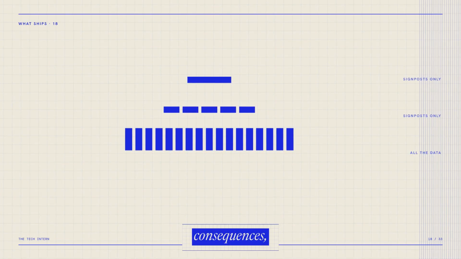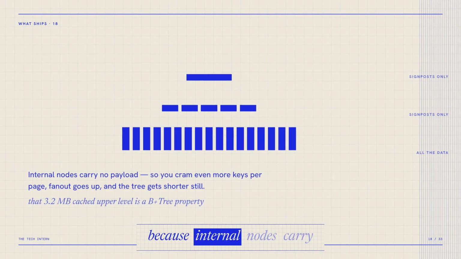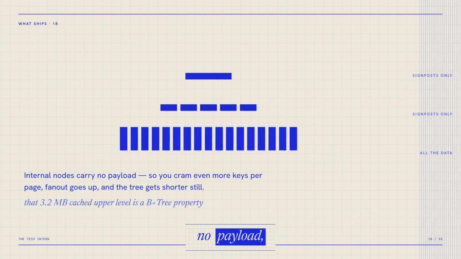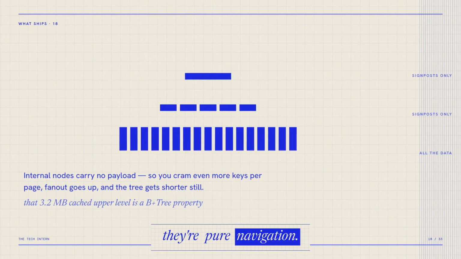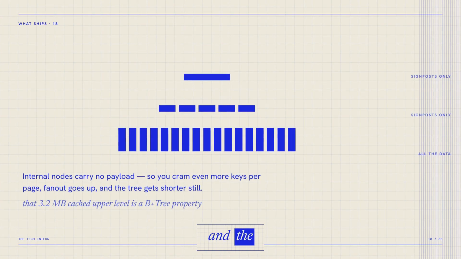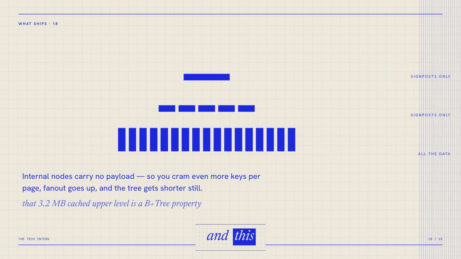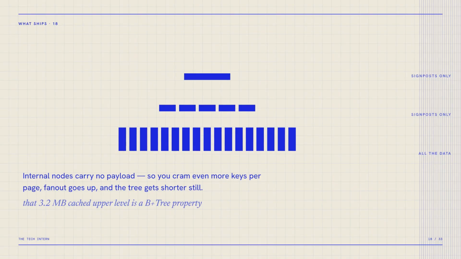2 consequences, and both of them matter enormously. 1. Because internal nodes carry no payload, they're pure navigation. So you cram even more keys per page, fanout goes up and the tree gets shorter still. That 3.2 megabyte cached upper level, that's a B+Tree property. 2. And this is the good one.